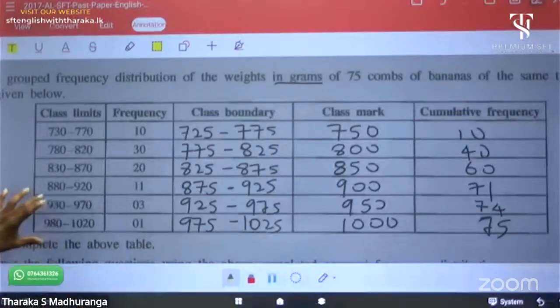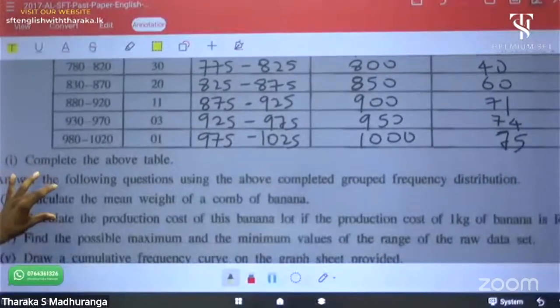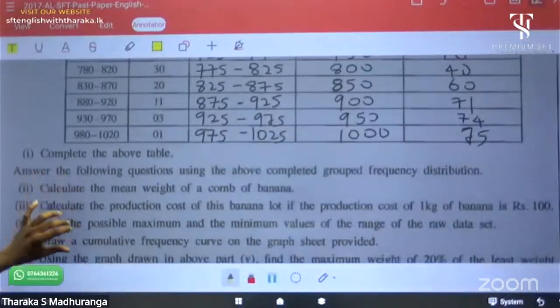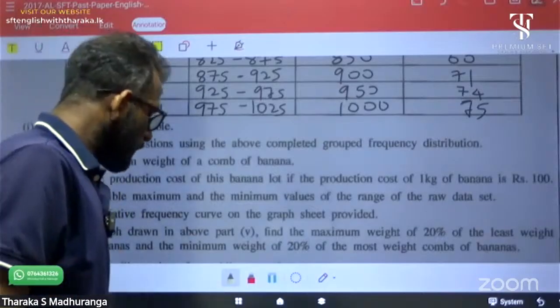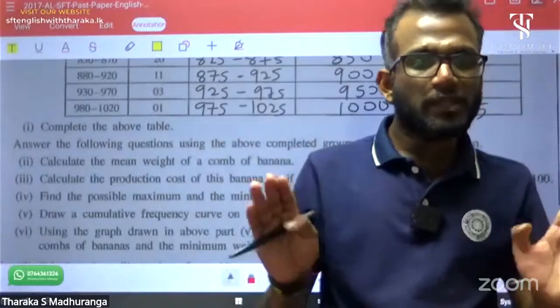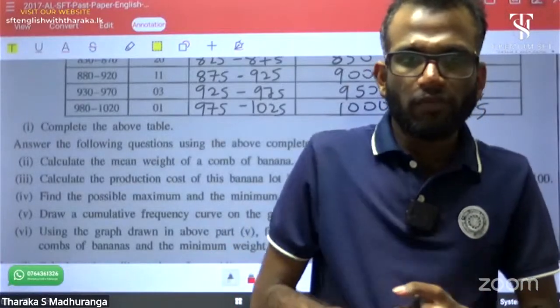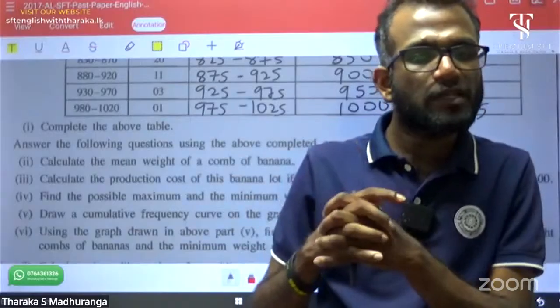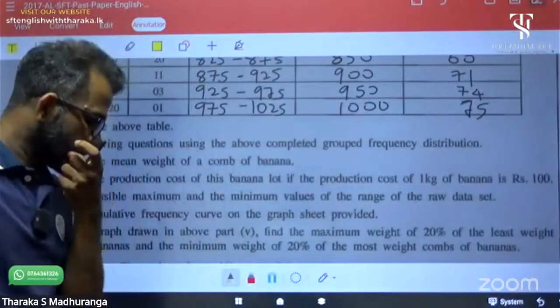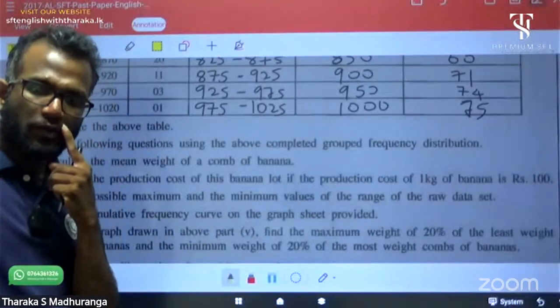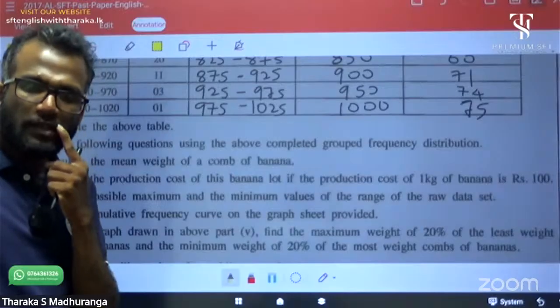Done, right? Okay. Answer the following questions using the above completed group frequency table. Calculate the mean weight of the comb of banana. Okay, now what is the method you want to use? The question asks for the mean. Assume mean method or normal method? Khabir, what method do you have to use?